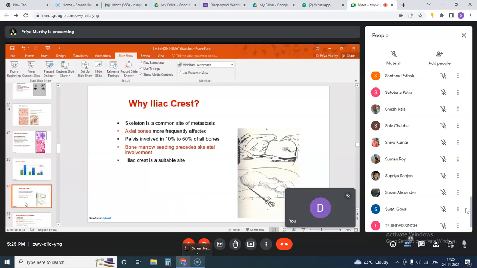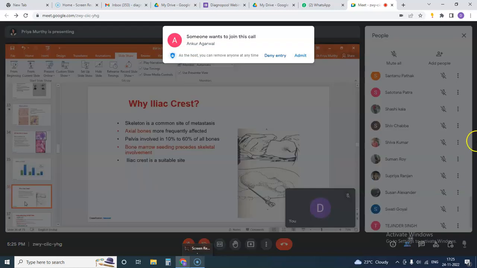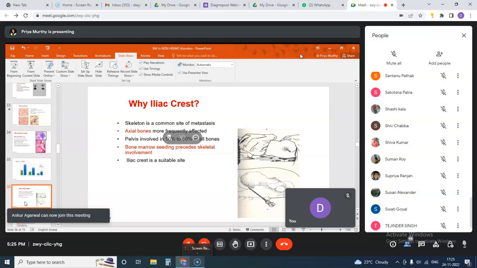The most common site where we do this bone marrow aspirate and biopsy is the iliac crest. And why so? Because this remains hemopoietically active till a very late stage in life. And this is part of the axial skeleton, which is usually affected more commonly. Earlier, what they used to do was biopsy on both sides of the iliac crest. Now, even one side is enough, unless there is a strong suspicion and one side is negative, then we do both sides.